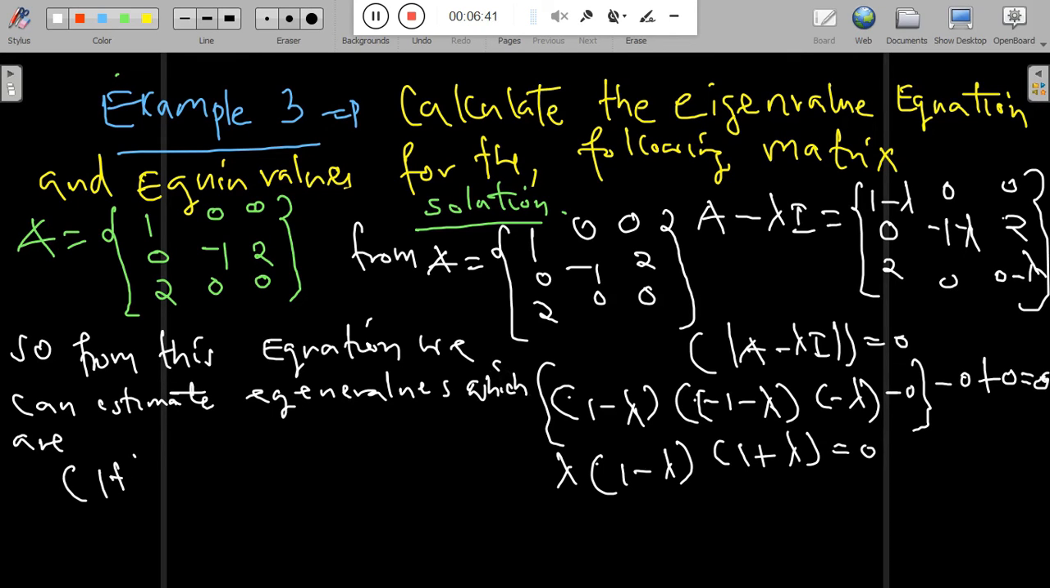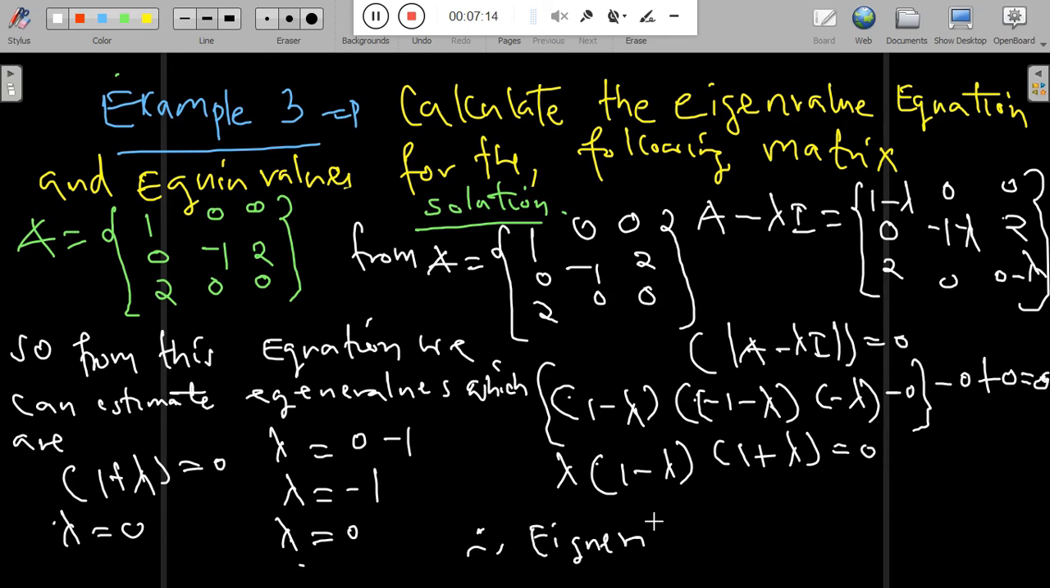So we take the first equation, 1 plus lambda, which is equal to 0. We solve for lambda, we take the 1 to the left hand side, it will be added, so it will give you lambda is equal to negative 1, and we take the second equation, that is 1 minus lambda, that will give you exactly 0. So the eigenvalues of the matrix will be equal to 0 and negative 1.